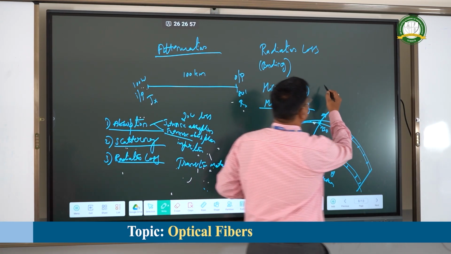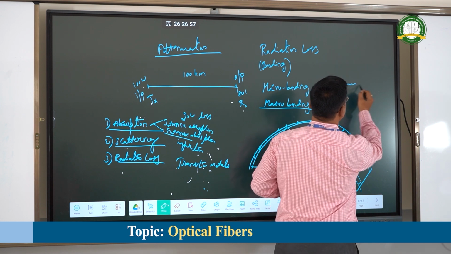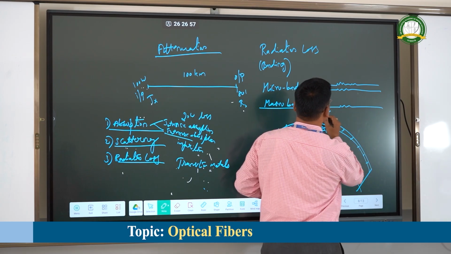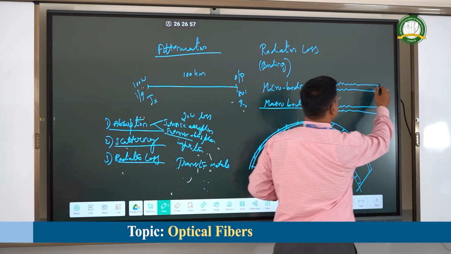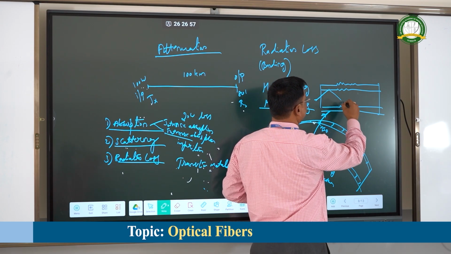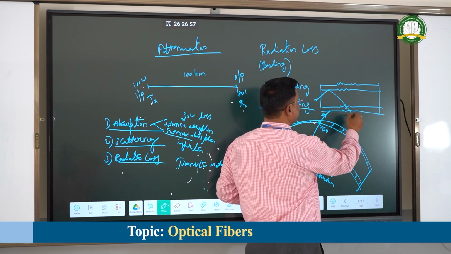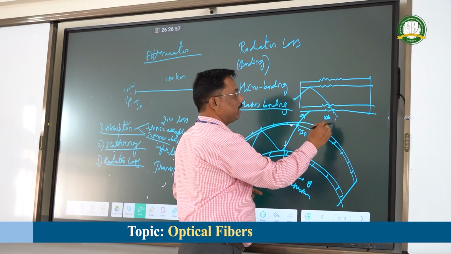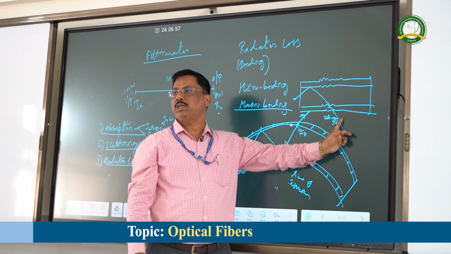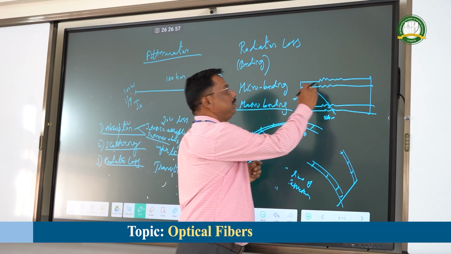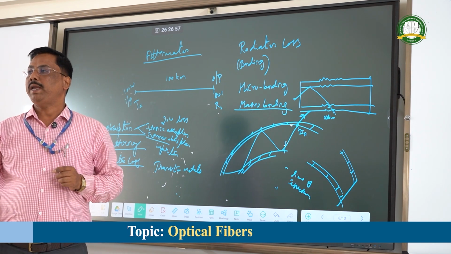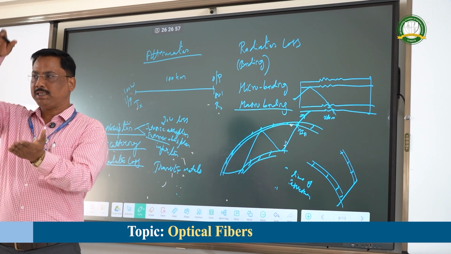Another one is micro bending. Micro bending means small fluctuations on the surface of the optical fibers. Wherever the small variations are there, when light is propagating, no TIR will take place. The light will radiate outside from the optical fibers. So these small variations in the surface of the optical fiber are called micro bending. We can avoid micro bending by placing a weight.